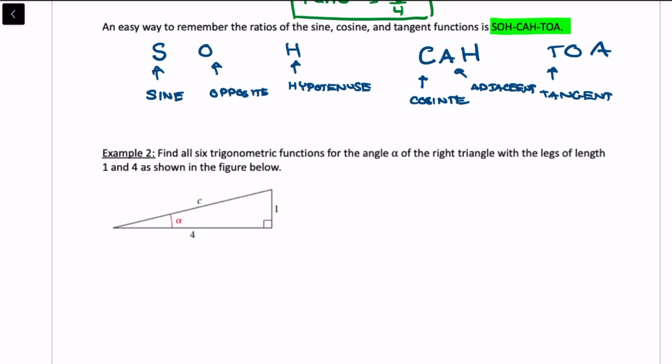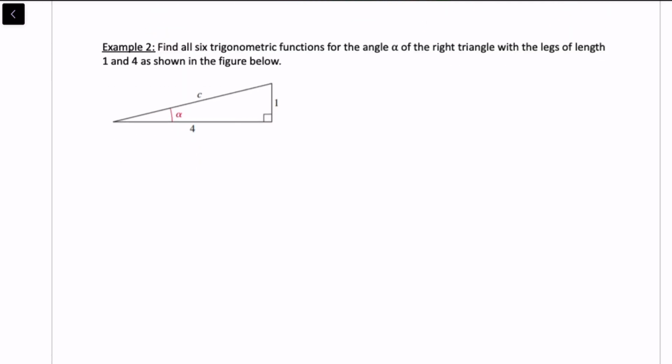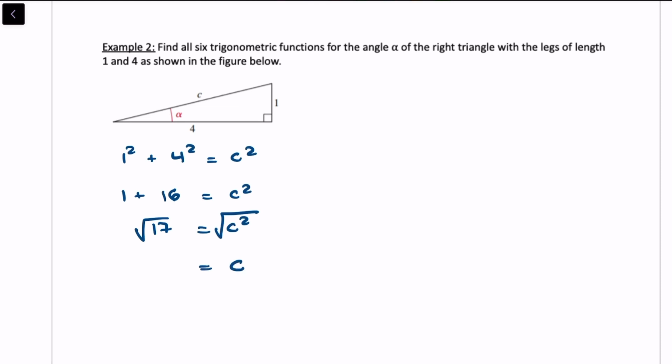So let's go ahead and find all 6 trigonometric functions for the angle alpha, where we have 1 and 4 as the length of the legs. First thing we're going to want to do is find the missing side again. Using the Pythagorean theorem and taking the square root, the missing side here is 17. So this is radical 17.